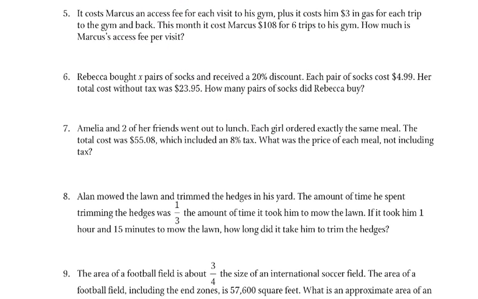Number 6. Rebecca bought X pairs of socks and received a 20% discount. Each pair of socks costs $4.99. Her total cost without tax was $23.95. How many pairs of socks did she buy? So we would take the cost and times it by how many we have, so $4.99 times X, right?